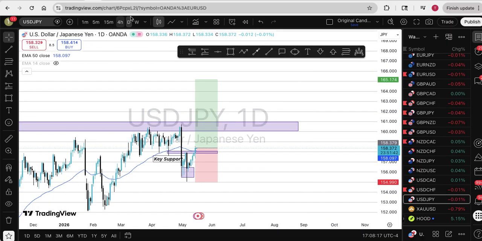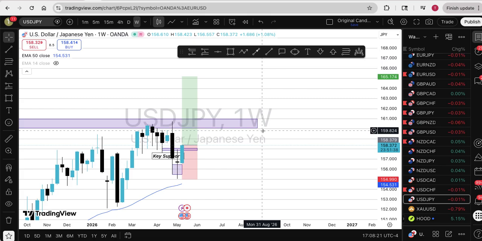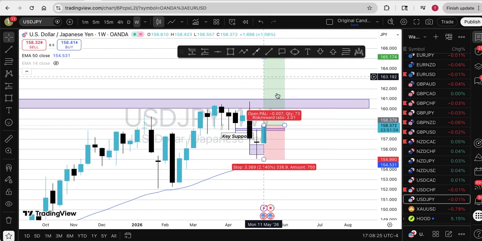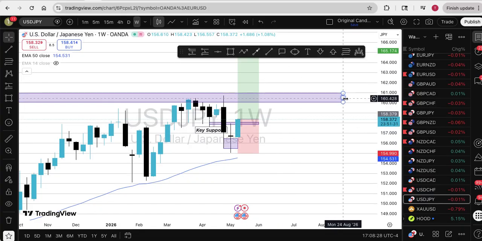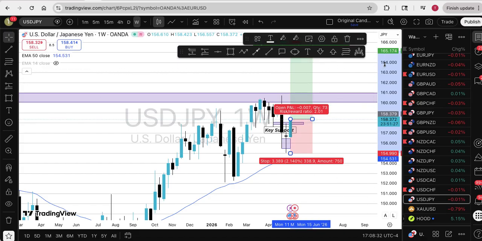I don't care, man. Daily time frame, 50 moving average. Oh my goodness. Look at this trade, man. It looks beautiful. I know there's a resistance level up there. There's always a resistance level. That's why we are risking 1%. Oh, guys.